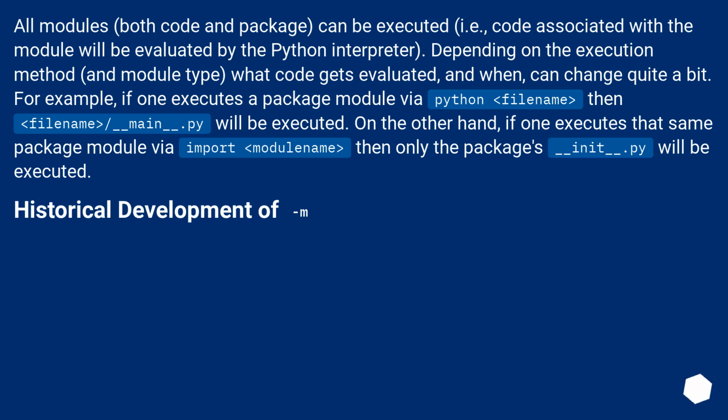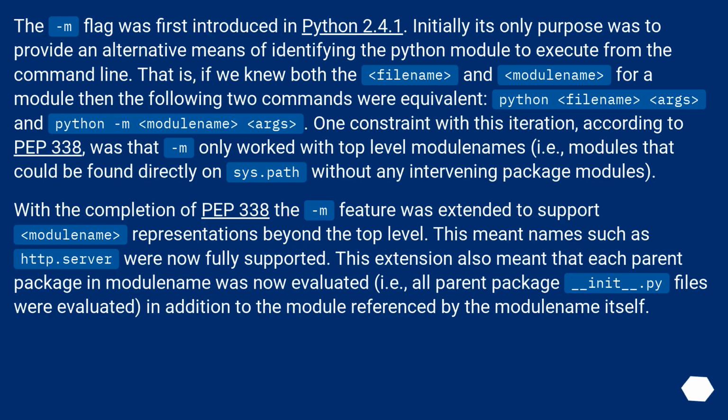Historical development of -m. The -m flag was first introduced in Python 2.4.1. Initially, its only purpose was to provide an alternative means of identifying the Python module to execute from the command line. That is, if we knew both the file name and module name for a module, then the following two commands were equivalent: python <file name> <args>, and python -m <module name> <args>. One constraint with this iteration, according to PEP 338, was that -m only worked with top-level module names, i.e., modules that could be found directly on sys.path without any intervening package modules.